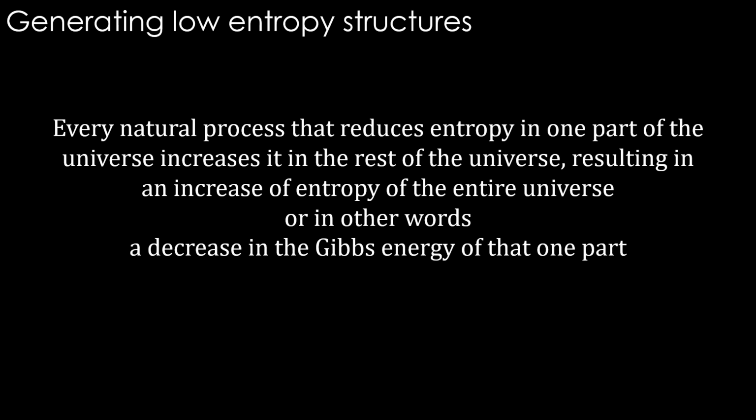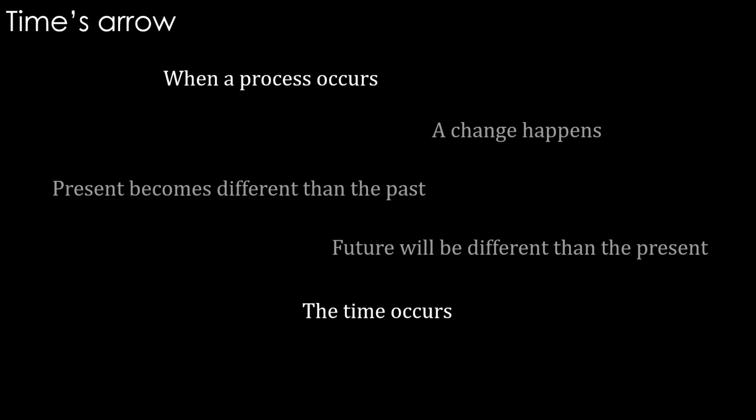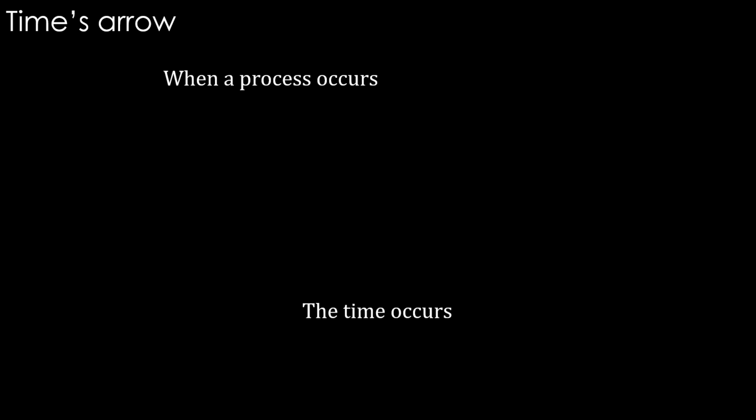Of course, entropy keeps increasing every moment. That is why entropy is called the arrow of time. Imagine this. When a process occurs, it fundamentally means that a change happens. As long as a change happens, the present becomes different from the past, and the future will be different from the present. If you think about what is time, the distinction between past and present and future in a way defines the time. When a natural process occurs, only then a change occurs and entropy increases. Therefore, entropy is the arrow of time. If entropy stops to change, then the time stops.